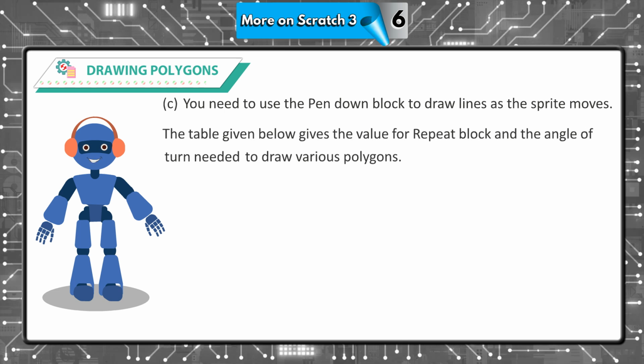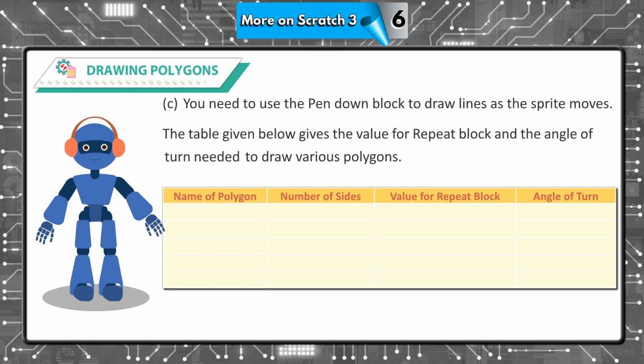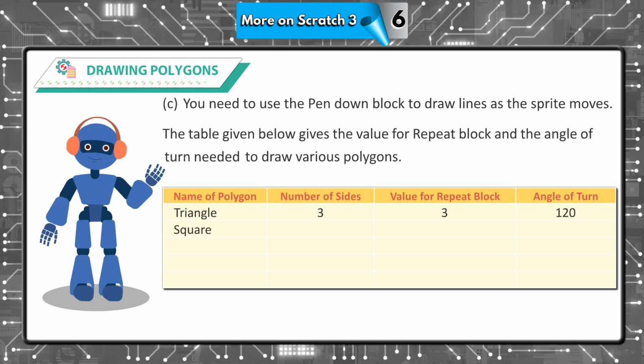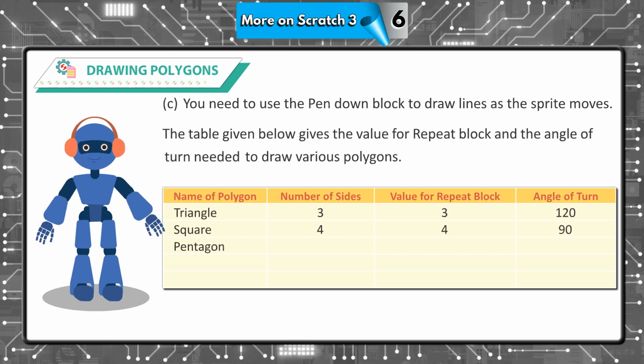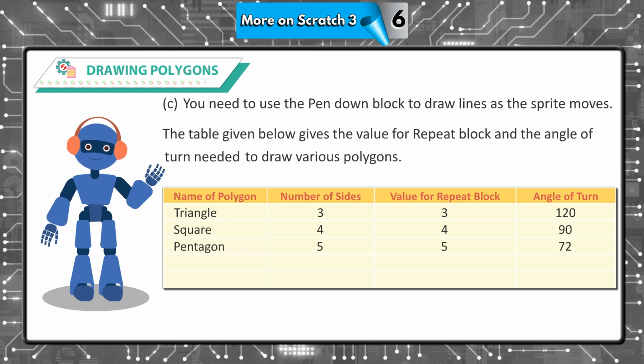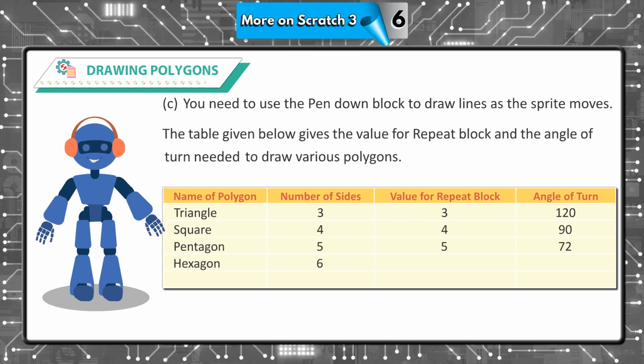moves. The table given below gives the value for the repeat block and the angle of turn needed to draw various polygons. Name of polygon, number of sides, value for repeat block, angle of turn. Triangle 3, 3, 120. Square 4, 4, 90. Pentagon 5, 5, 72. Hexagon 6, 6, 60. Octagon 8, 8, 45.